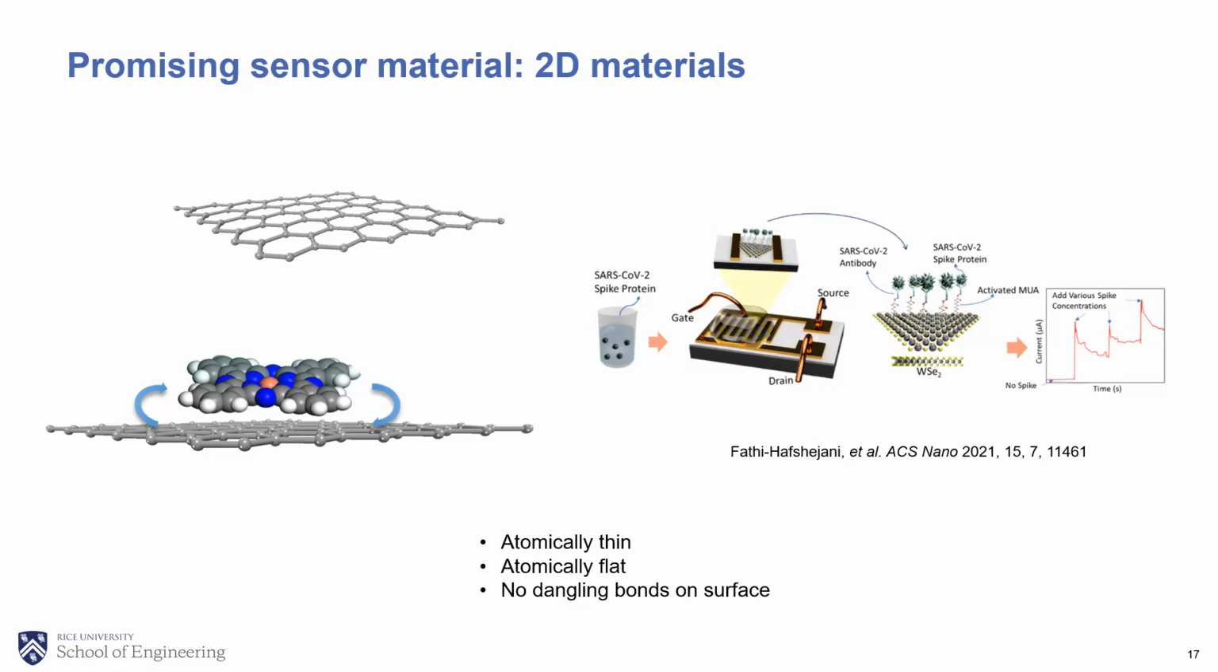For example, for SARS-CoV-2 virus detection, 2D materials including graphene, molybdenum disulfide, and tungsten diselenide have provided high sensitivity in detecting these viruses. Next slide.